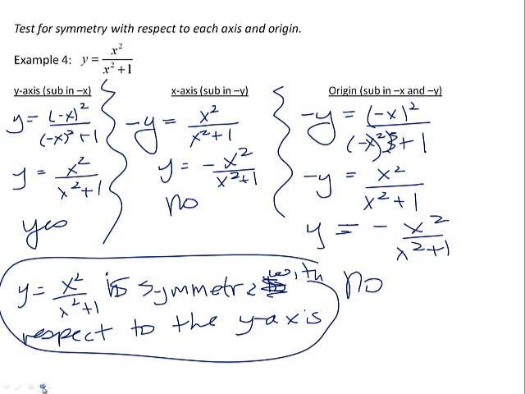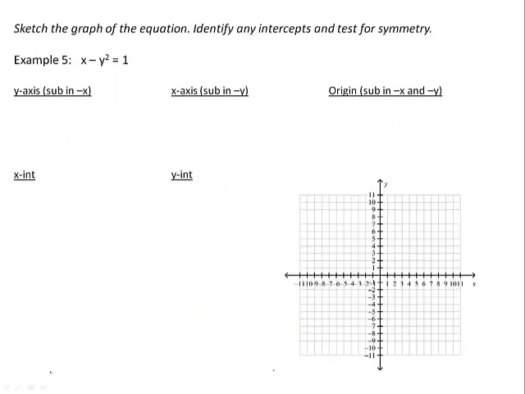Let's try another example. So this one, not only do I need to test for symmetry, I need to identify intercepts, and they want me to sketch a graph. So by testing for symmetry and getting the intercepts, it should help me draw the graph of it. Okay, so let's start with the y-axis symmetry. So I'm going to plug in negative x minus y squared equals 1. So that gives me negative x minus y squared equals 1. Does that look exactly the same as that one? Nope. So this one's a no.